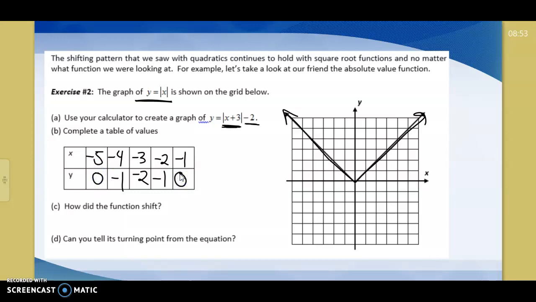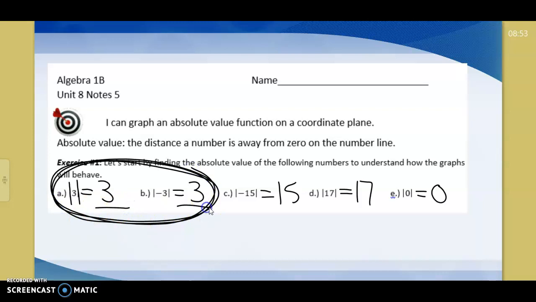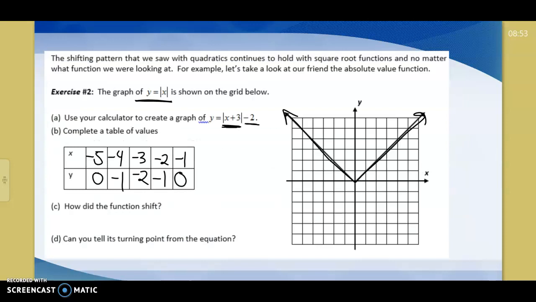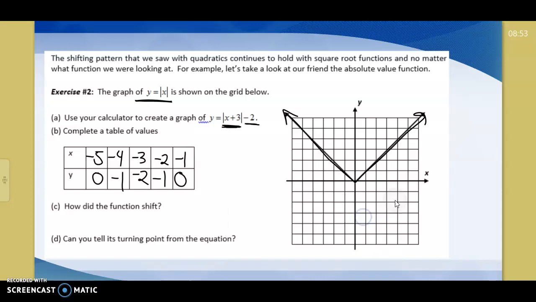All right? And that's all because of the very first example that we talked about, where if we do the absolute value of positive 3 and the absolute value of negative 3, we're going to get the same output. We're still going to get 3. So that's why those y values are the same. So let's go ahead and graph this. Let me change my color. I should have done this a while ago. And so let's plot these points.